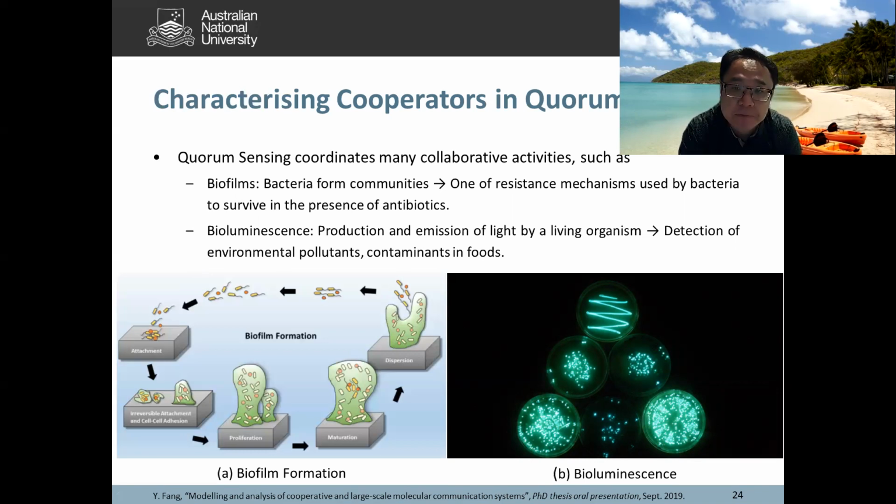So in this case, quorum sensing is important in practical scenarios, and we would like to extend the concept of cooperative molecular communication to help us to categorize the cooperators. For example, what is the probability for the bacteria to cooperate, and what will be the expected number of cooperative bacteria in an environment? This will help us to gain further insights into quorum sensing.